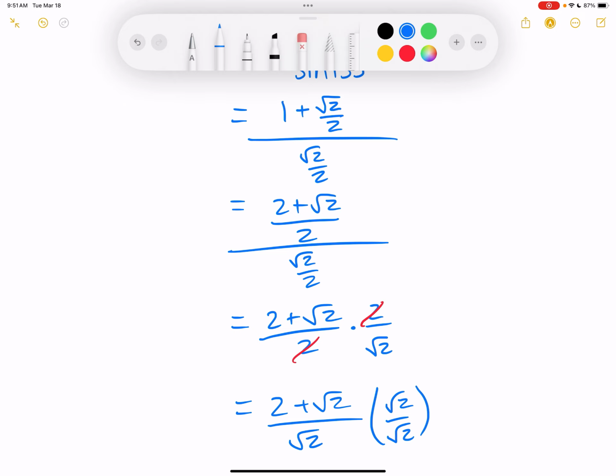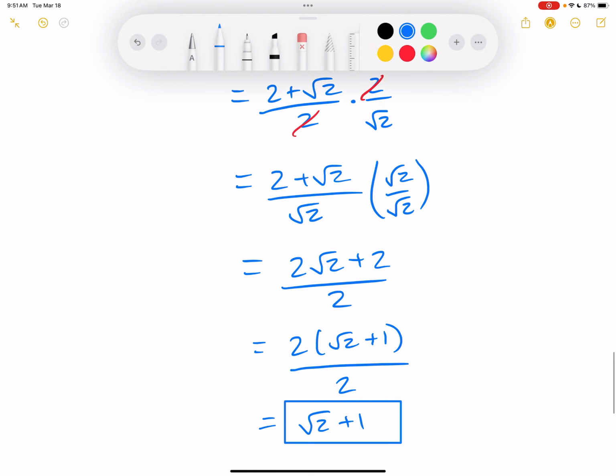What's the final answer? I got it right. Where does the plus 1 come in? Because you factored out a 2. Yes, sir.